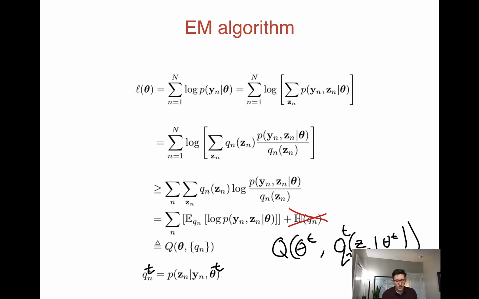The second thing you have to do is you have to be able to figure out what is P of z of n given y of n and theta t, because we have to define this in order to plug it into our Q function. Again, this tends to be not too hard. This amounts to probabilistic inference of z of n. And there are a lot of methods for probabilistic inference, some of which we've talked about so far, some of which, in the case of, for example, probabilistic graphical models, we're going to talk about in a little bit.